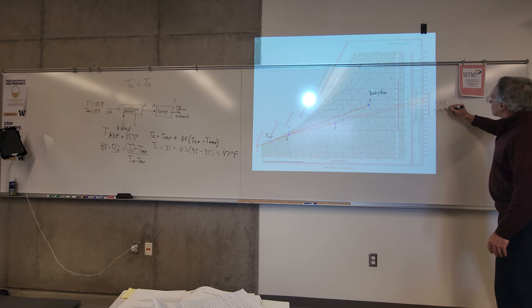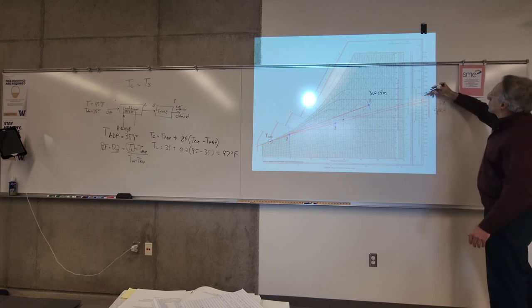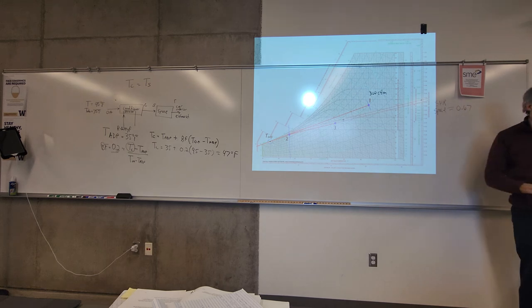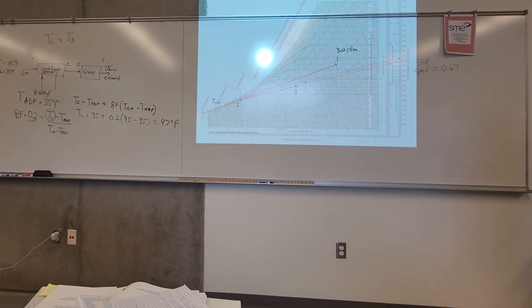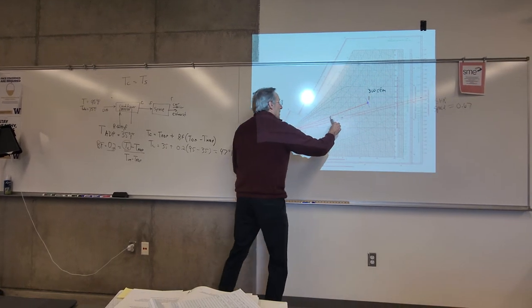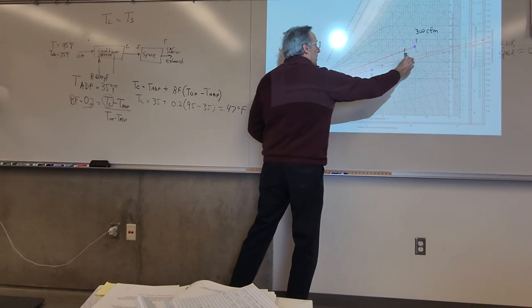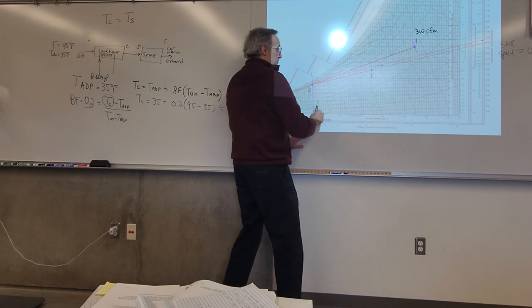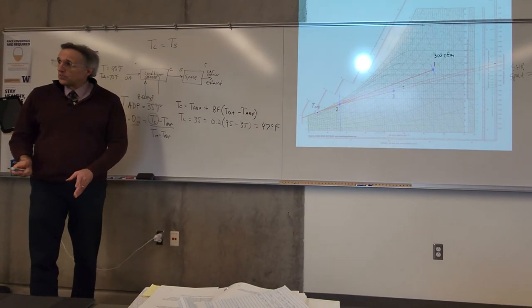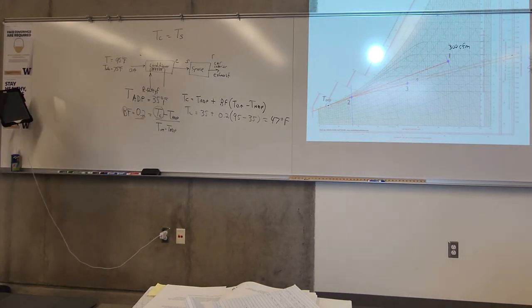Sensible heat ratio of my space is about 0.67. But my equipment sensible heat ratio is going to be governed by this line here. So that's my equipment. And to figure that out, we have to calculate what the sensible and latent heat capacity is for the equipment.